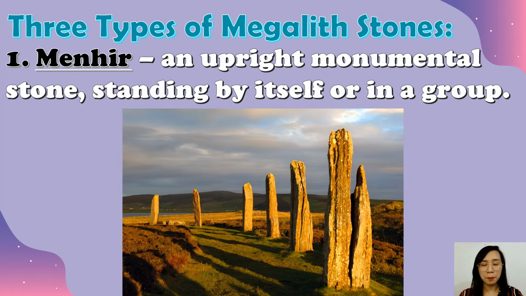During the prehistoric period, 3 types of megalith stones were developed: the menhir, dolmens, and cromlech. Let's first talk about the menhir stones. Menhir stones are an upright monumental stone standing by itself or in a group. Tulad ng nakikita nyo sa picture, the stones are standing vertically or in an upright position, and they are sometimes a group of many stones or only one standing stone.